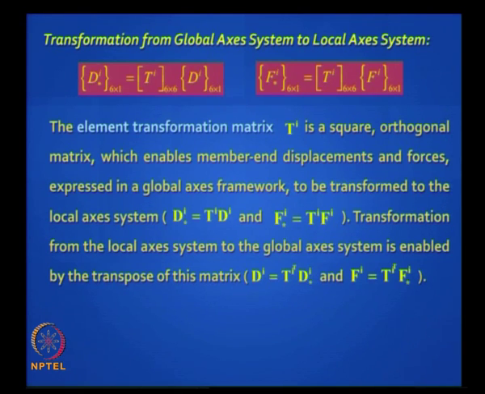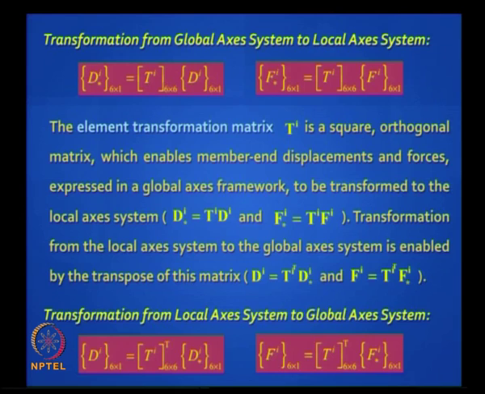So these are the fundamental transformations. The element transformation matrix Ti is a square orthogonal matrix which enables member end displacements and forces expressed in a global axis framework to be transformed to the local axis system. Transformation from the local axis system to the global axis is enabled by the transpose of this matrix, which is equal to the inverse of the matrix. Okay, you can switch back and forth.